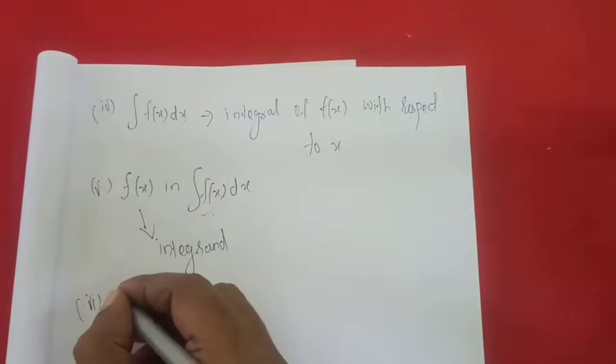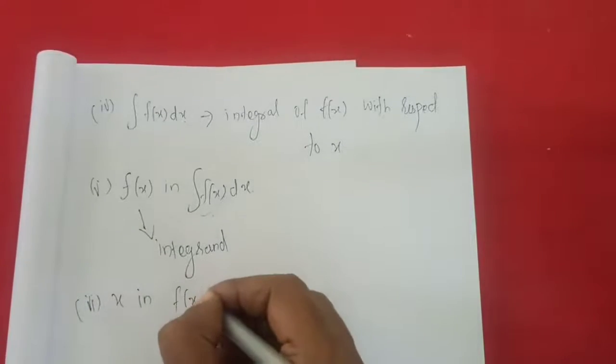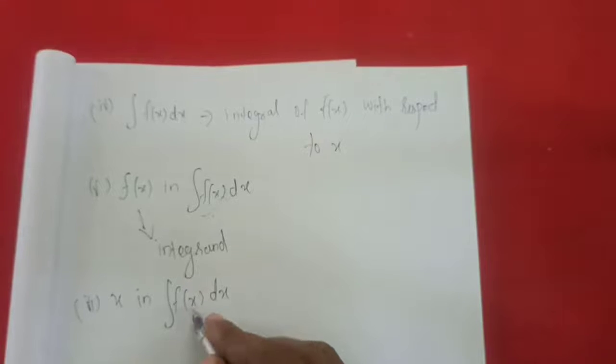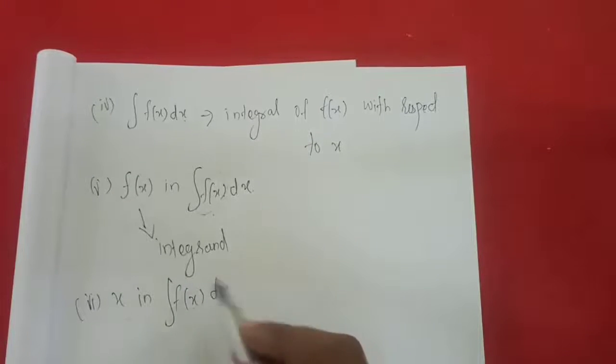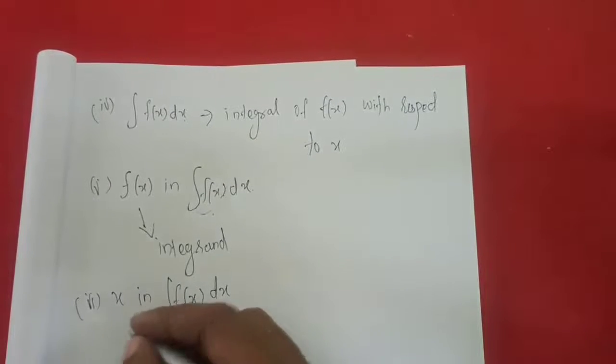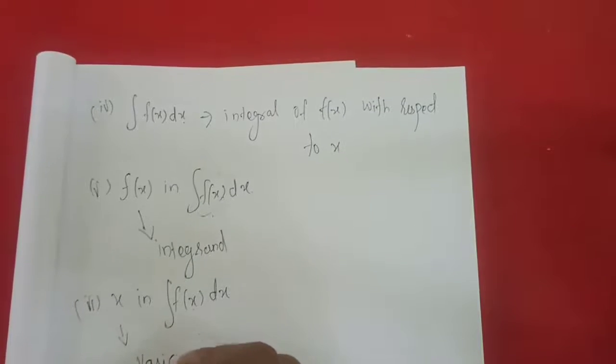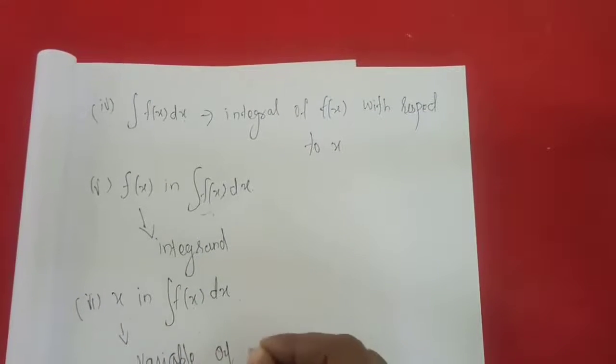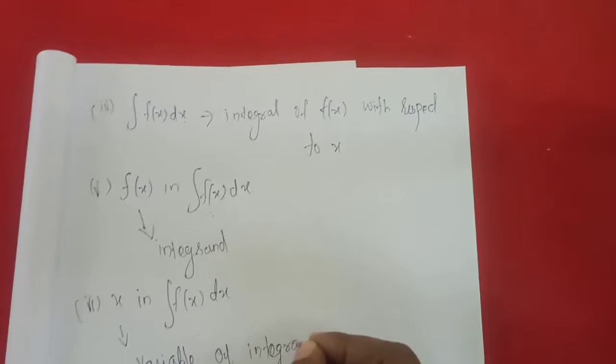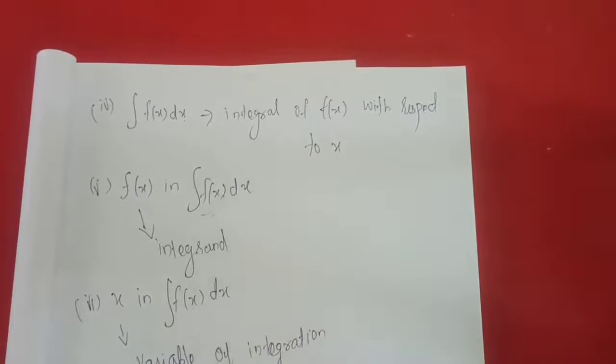Understand? Okay. Then x in f of x dx. How will you call this x? The x in integral f of x dx is called the variable of integration. Then, what is meant by integration? The process of finding the integral is called the integration. Okay. So here we are considering the constant C. Is it right?